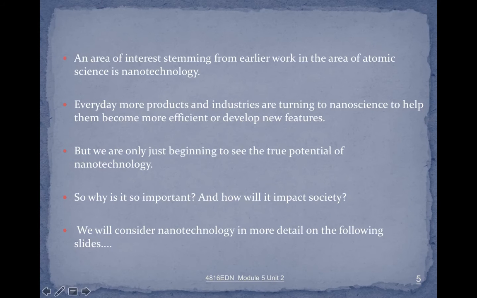An interesting area that stems from the early work in the atomic sciences is a field called nanotechnology. You may have heard of nanotechnology. We know that every day more products and industries are turning to nanoscience to help them become more efficient or develop new features, but we're really only beginning to see the true potential of nanotechnology. So why is it important and how will it impact society? And what is it? You're probably thinking, I might have heard of it, but I actually don't know what it is. So let's have a look.